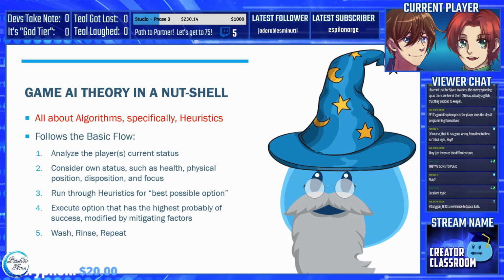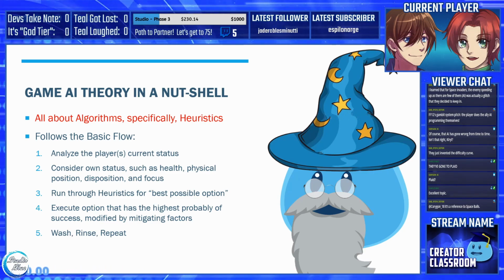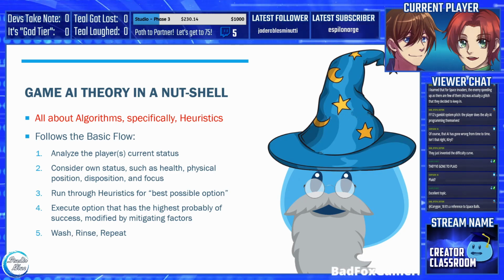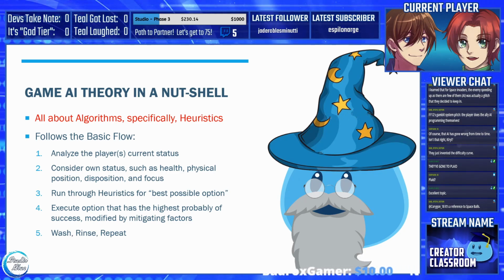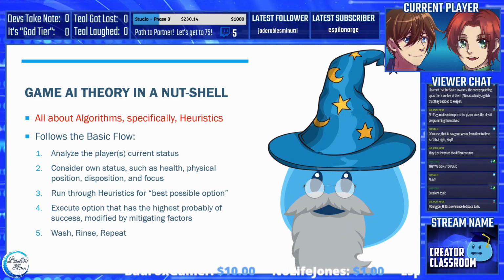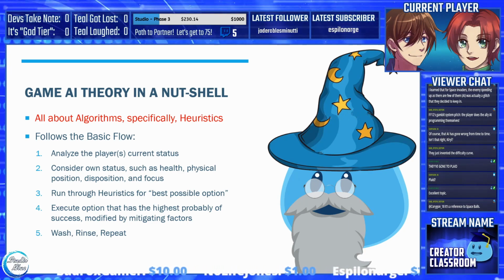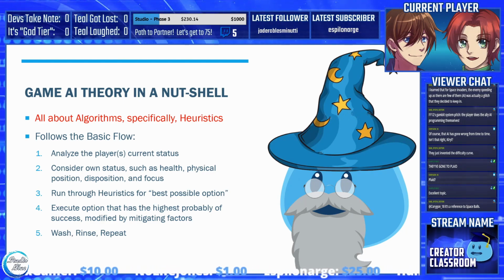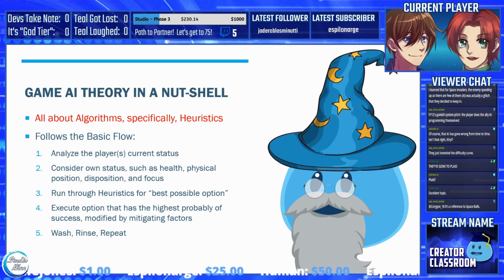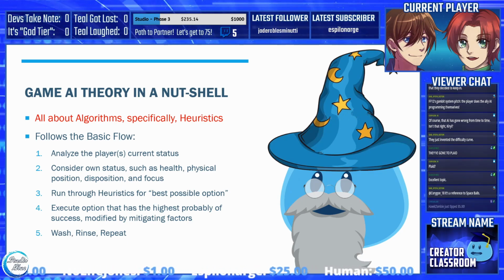What area is the player going to be the most affected by? So if the player's standing here, the little area off to the side is going to sound the spookiest. Things like that. It's considering its own status. Once it's analyzed the player and considers itself, it runs through the heuristics for the best possible option. And again, these could be thousands of these algorithms.